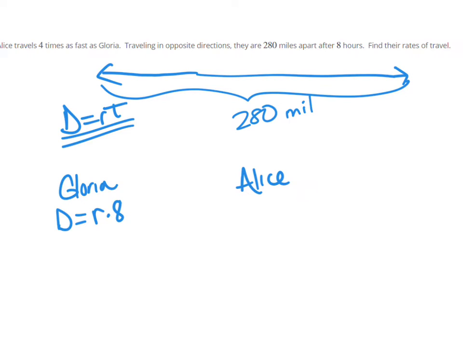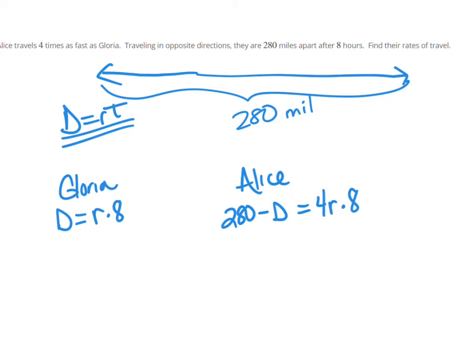Now we look at Alice. And again, it's going to be distance equals rate times time. But now we're going to base everything on a comparison back to Gloria. She travels 4 times as fast, so that's going to be her rate. But let's talk about her distance. Remember that the total distance is 280. So if I take 280 and I subtract the distance that Gloria went, that's going to be Alice's distance. The rate that she went was 4 times as fast as Gloria, so 4 times R. And then she also was traveling for the full 8 hours.